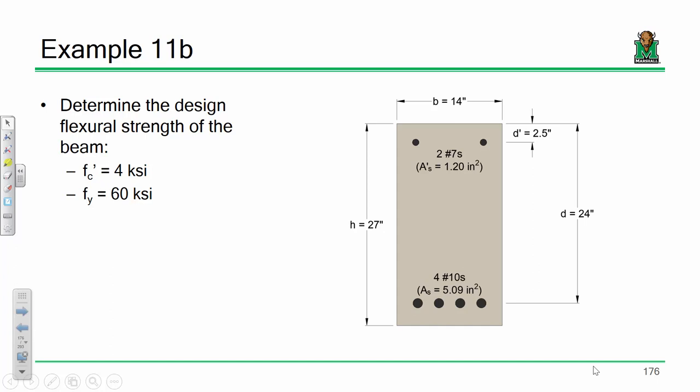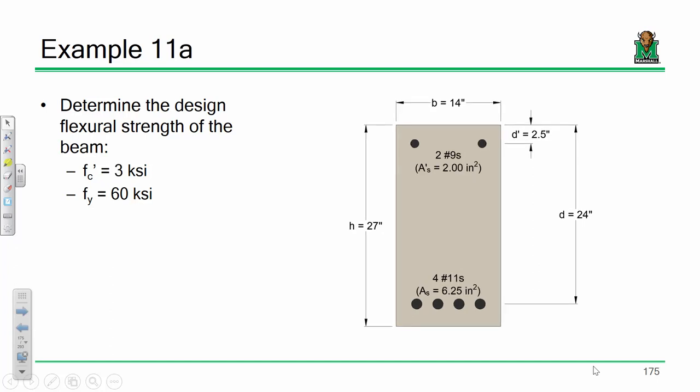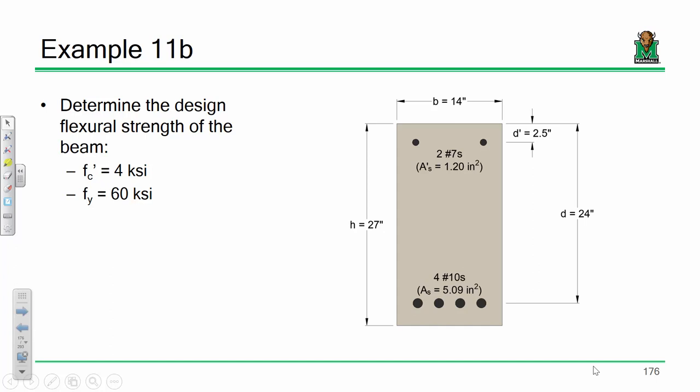What is changing from example to example is the material strengths, because you'll notice Fc prime went from 3 KSI to 4 KSI. And you'll notice that the steel reinforcement got shifted a bit. The last problem had four number 11s on the bottom. This one has four number 10s. And up top, we went from two number 9s to two number 7s.